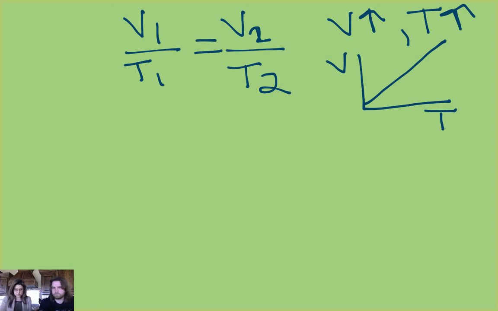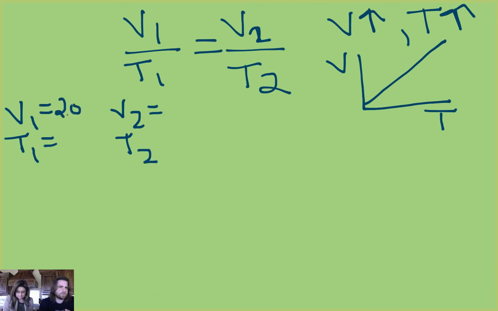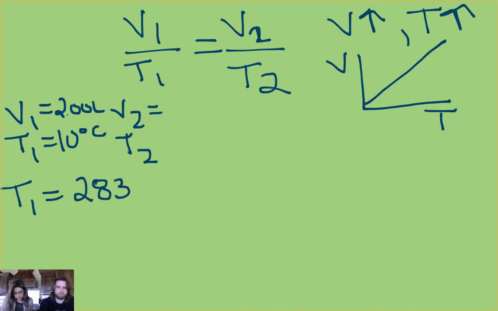So now let's do a practice problem. What volume and temperature do you want to start at? Let's say we have a volume of 2 liters again. We have 2 liters at, let's call it 10 degrees Celsius. Okay, so we got to convert to Kelvin. 10 degrees Celsius plus 273 is 283 Kelvin. Don't get messed up with your Kelvin. Got to have it in Kelvin.